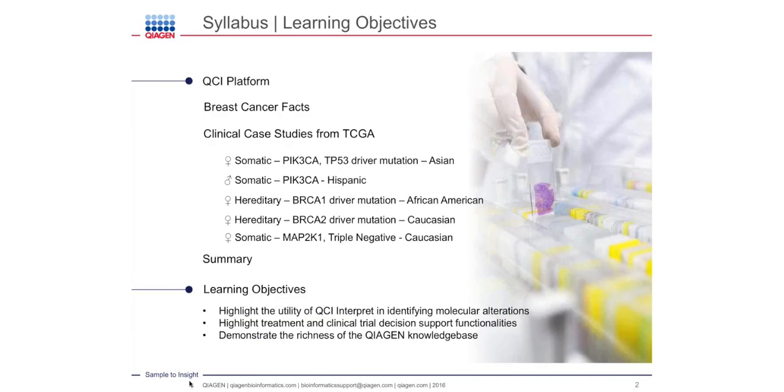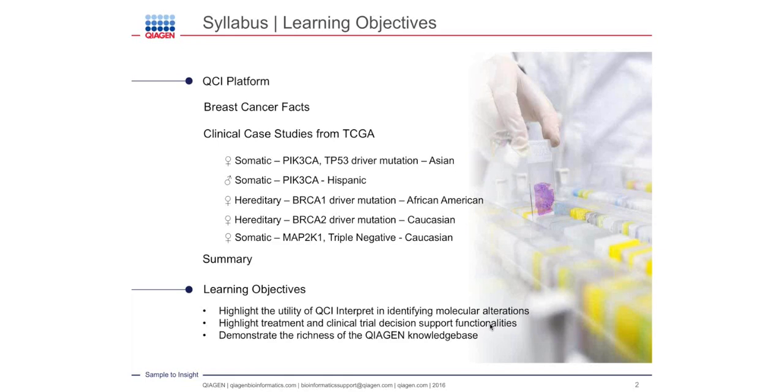So breast cancer is a complex heterogeneous disease with subtypes characterized by distinct clinical features and molecular alterations. Advanced NGS has presented unique treatment opportunities beyond stratification of patients by hormone receptor and epidermal growth factor receptor status. During our presentation today, we will demonstrate how tools like QCI can help laboratories in oncology look into different cases. The cases that we have selected, both from a somatic standpoint and a hereditary standpoint, have been selected to allow you to see the utility of QCI Interpret in identifying molecular alterations, seeing how treatment and clinical trial decision support can support decision functionality, and then demonstrate the richness of the QIAGEN knowledge base.